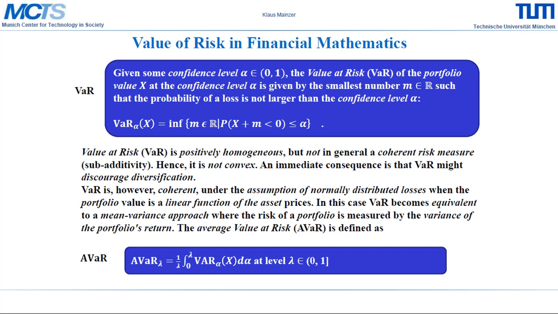Now, the point is that this concept is positively homogeneous, but not in general a coherent risk measure, because it misses subadditivity and hence it is not convex. An immediate consequence is that the value at risk, this concept, might discourage diversification.